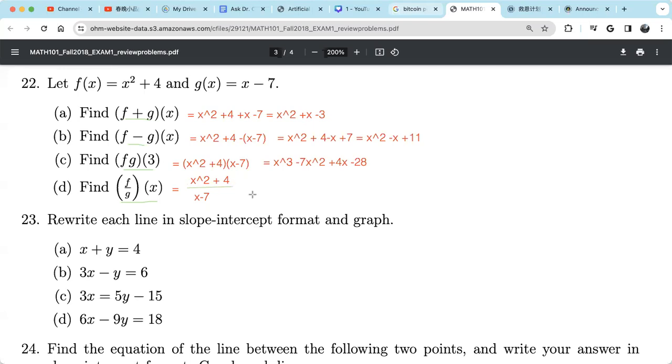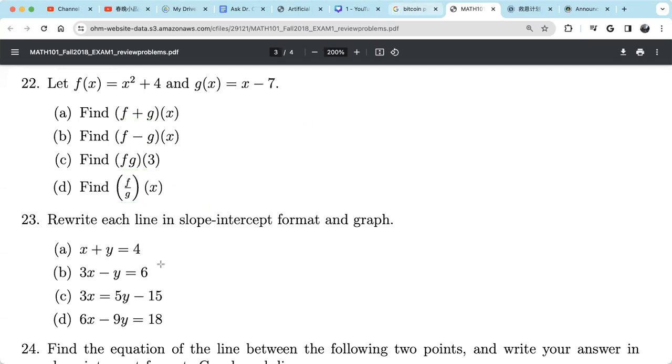And it cannot be simplified, right? The numerator is a sum of two squares. In the real number system, it cannot be factored, so it's a prime expression. And the denominator is also a prime expression. The numerator and denominator have no common factors. So that's it. That's 22. 23.